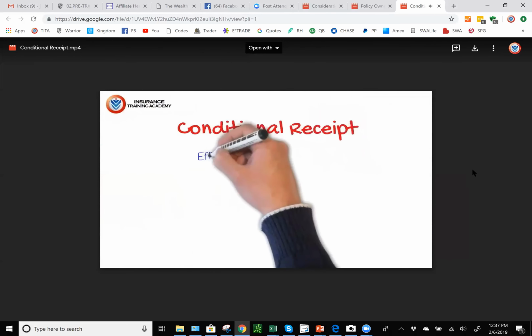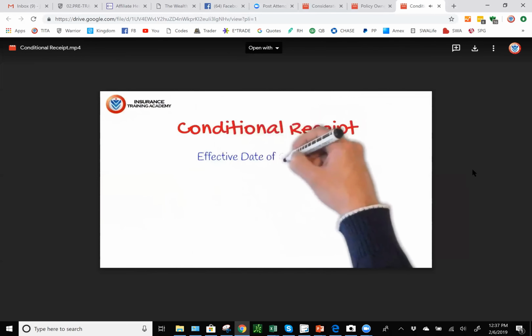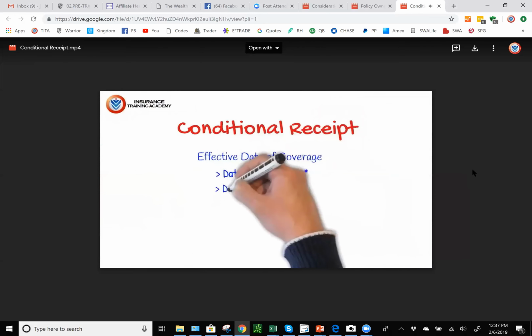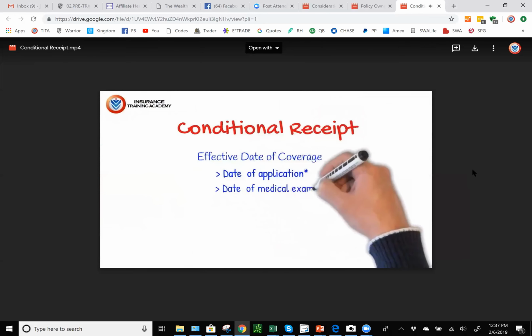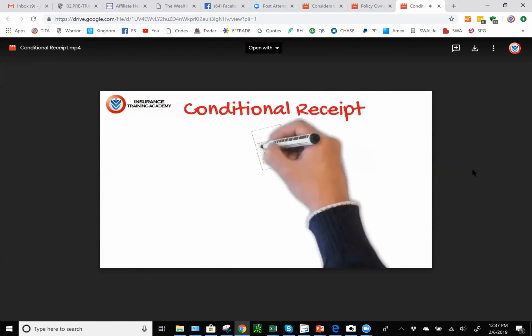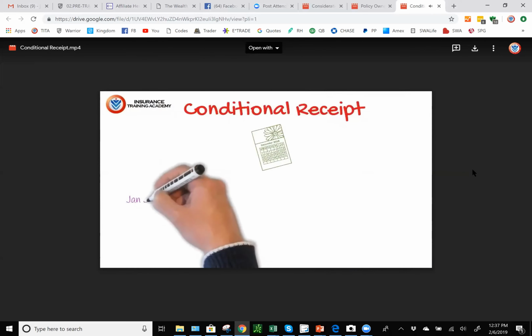So another example, on the effective date of coverage, when there's a conditional receipt, effective date will either be the date of the application or the date of the medical exam, whichever occurs last. So let's take a look at some timelines here and some examples for you.